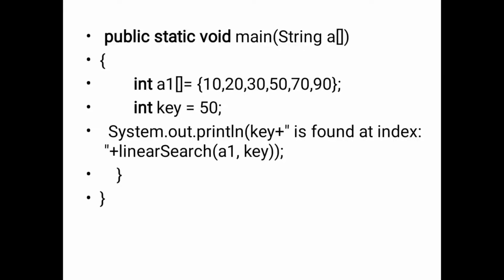Next, how the program executes, you can see here. First, the static variables we have passed. Next, the key element we have to search is 50. In the System.out.println statement, we are calling the function linearSearch. In the linear search call, we are passing the argument a1. a1 is the array values 10, 20, 30, 50, 70, 90. The key value is 50, which we have to search in the list.